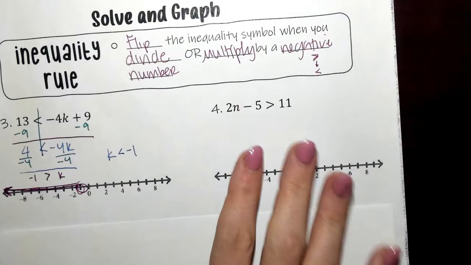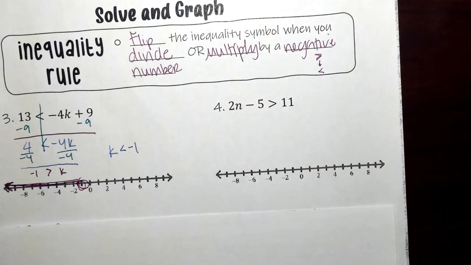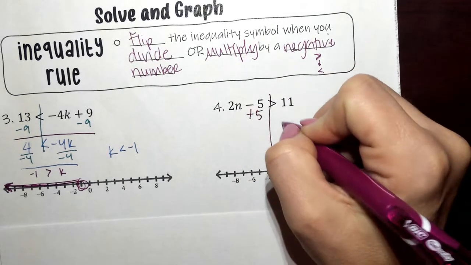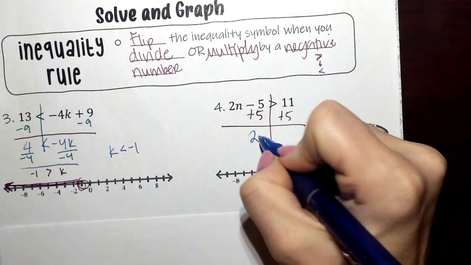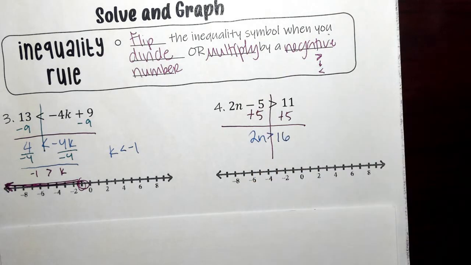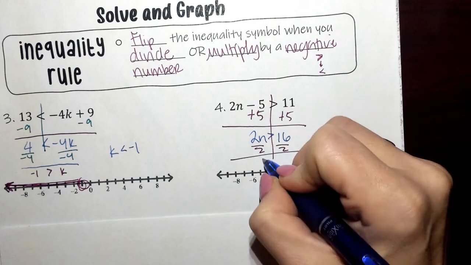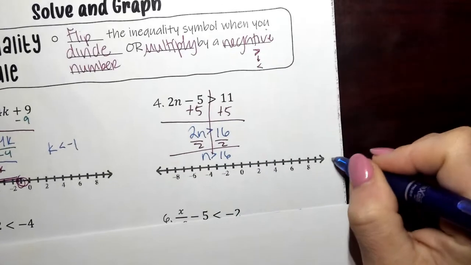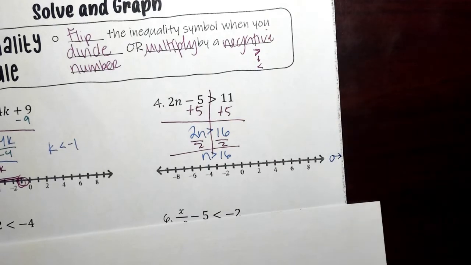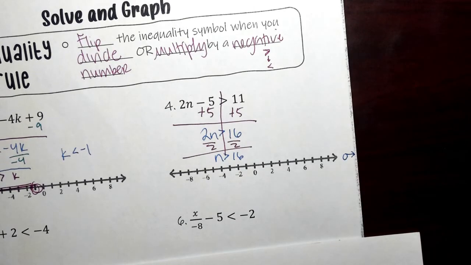So in this example, our variable is already on that left-hand side, so we're just going to leave it right there, and we won't have any issues. So I'm going to add 5 to both sides. Leaves me with 2n is greater than 16. Divide both sides by 2. Gives me n is greater than 8. 8 is on the number line, and it's going that way. Open circle because of that greater than sign, not greater than or equal to.